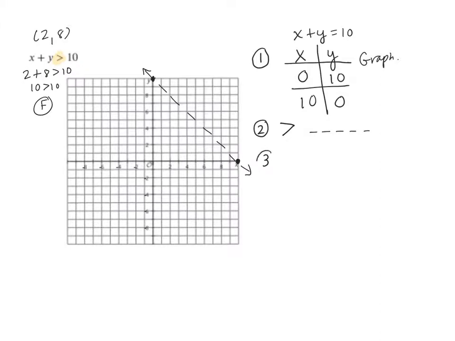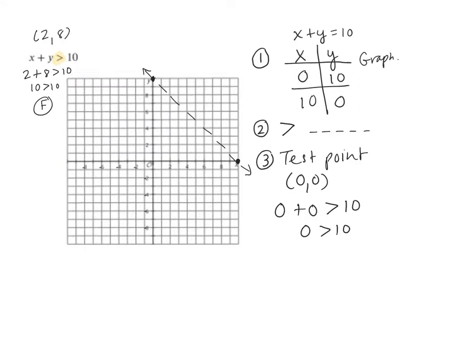Okay, lastly, we need to do a test point. So just like with the single variable inequalities, I like to try to use (0, 0) when I can. So if I plug in 0 plus 0, is that going to be greater than 10? Okay, it is not. 0 is not greater than 10. So that coordinate makes that false.